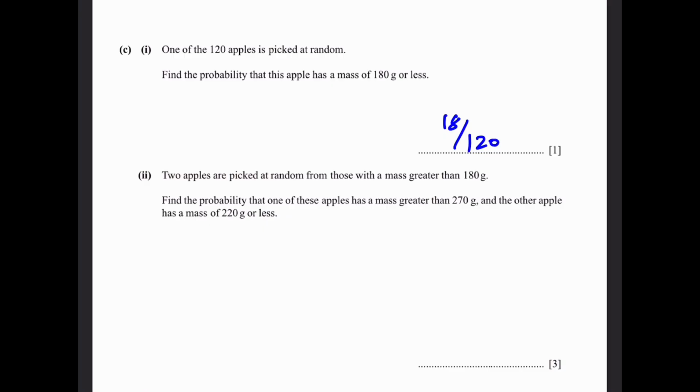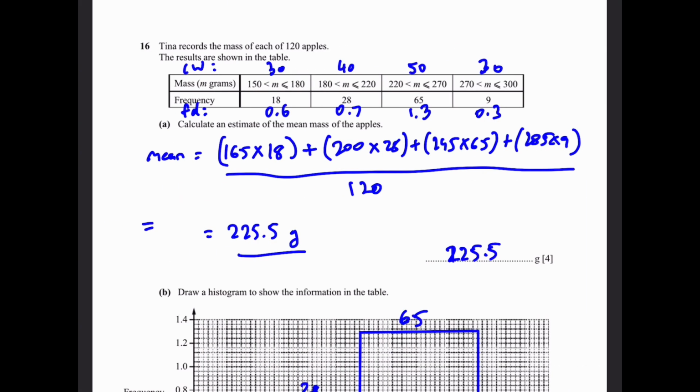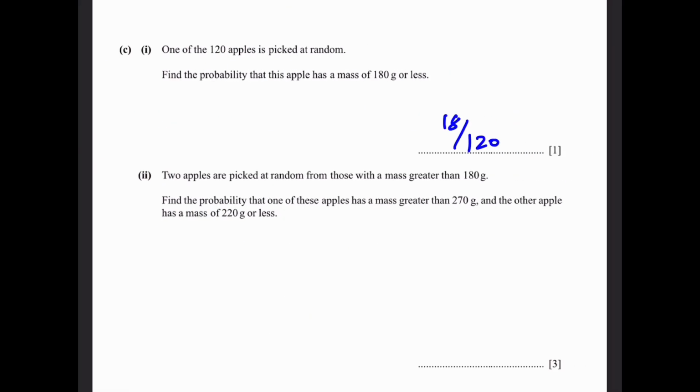How many apples have a mass greater than 180? We know that 18 have a mass less than 180. So greater than 180 will be the remaining. So we can either add this up or we can do 120 minus 18. It'll give the same answer, which is 102.